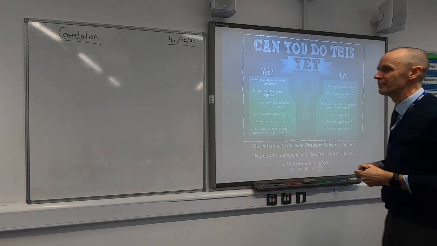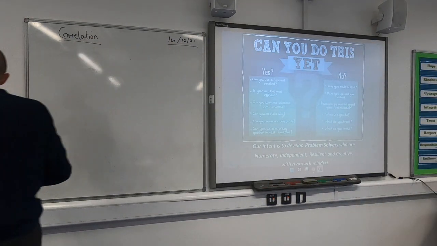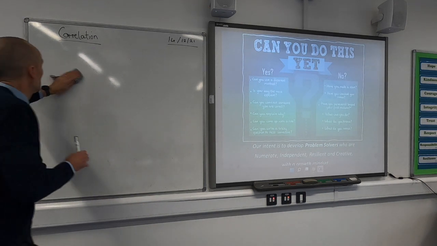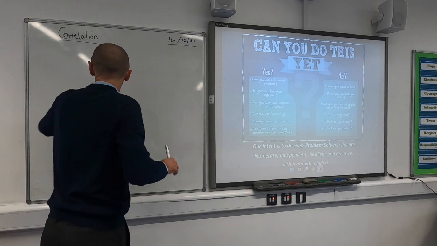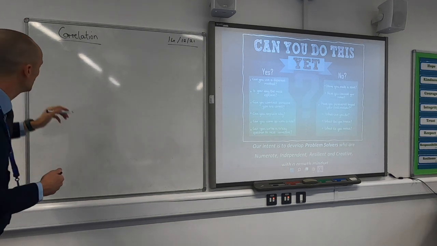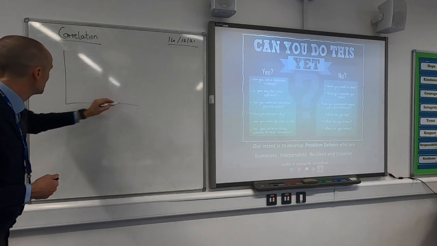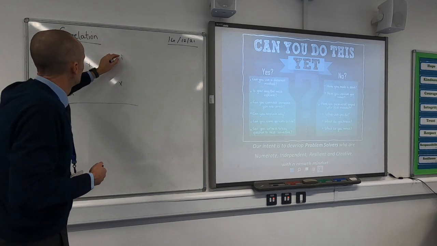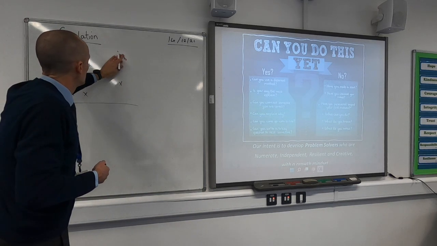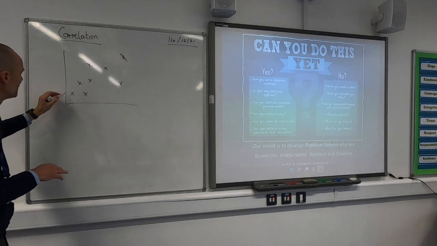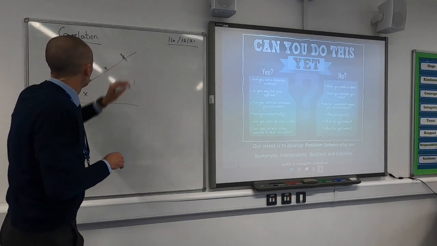So it might have been, I don't know, shoe size and height, or height and arm span, or temperature on Woolacombe Beach and ice creams sold. And we plot some points and we say, right, okay, we've got a pretty good correlation there. So I'll tell you what, I'll draw a line of best fit, sort of something like that.